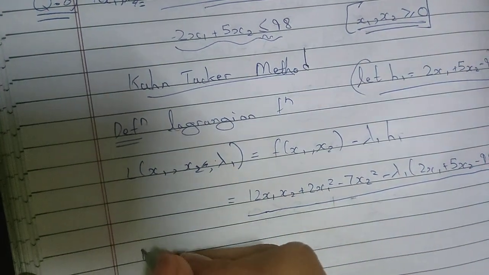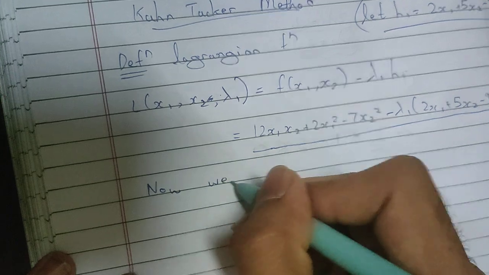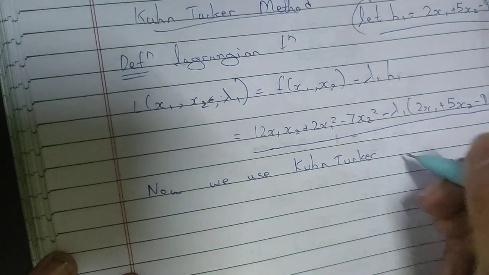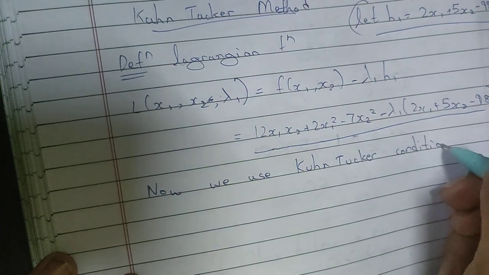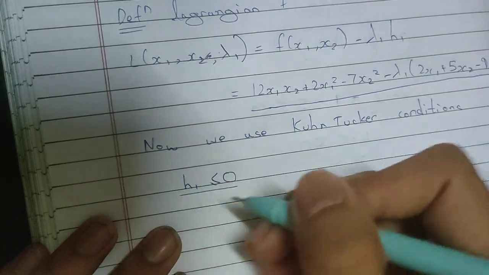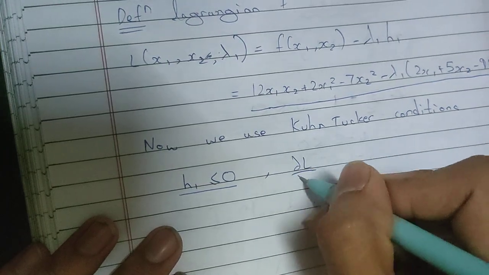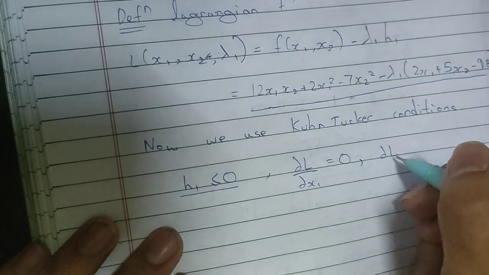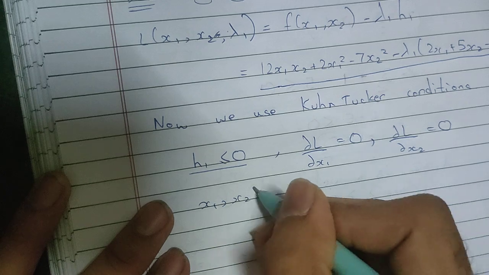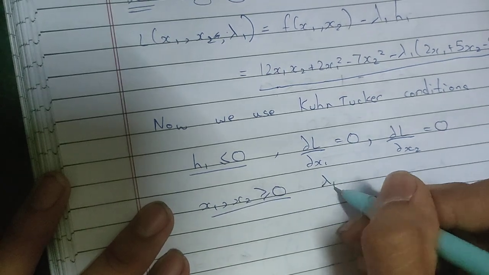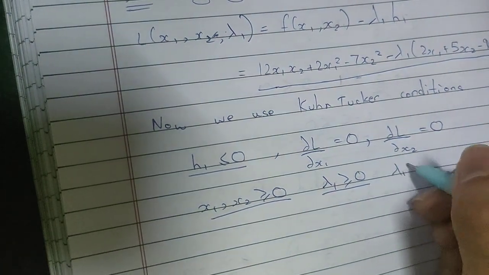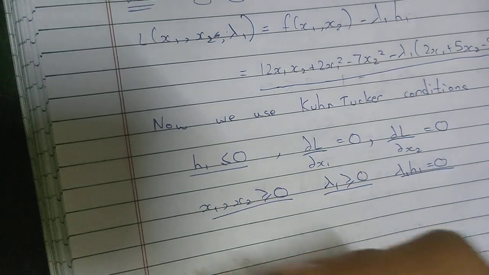Now we use our Kuhn-Tucker conditions. So we get h1 should be less than equal to 0, basically a constraint. Then del L by del x1 should be equal to 0, del L by del x2 should be equal to 0, and also x1, x2 should be greater than equal to 0, and lambda 1 should be greater than equal to 0 for maximization. And lastly, but the most important one, lambda 1 h1 should be equal to 0.